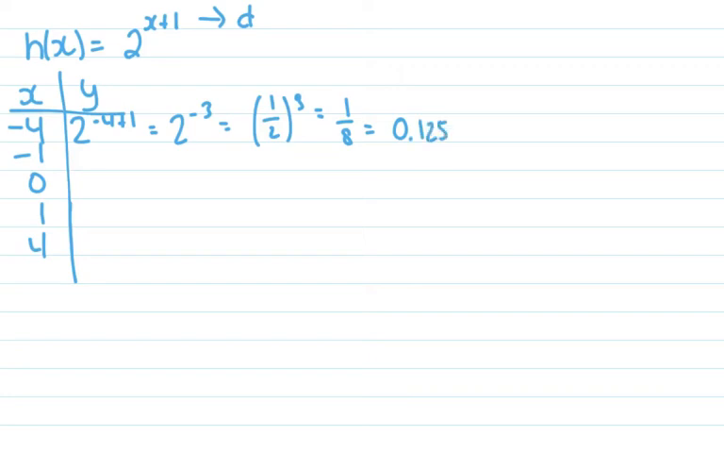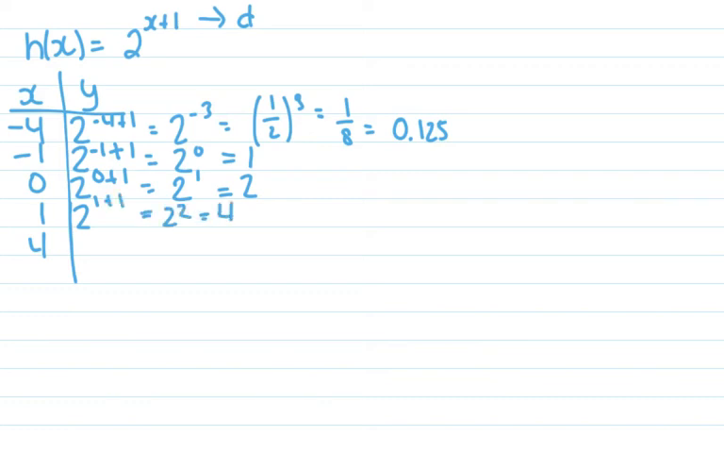When x is -1, I have 2 to the power of -1 plus 1, which is 2 to the power of 0, which is always 1. When x is 0, I have 2 to the power of 0 plus 1, which is 2 to the power of 1, which is 2. When x is 1, I have 2 to the power of 1 plus 1, which is 2 to the power of 2, which is 4. And when x is 4, I have 2 to the power of 4 plus 1, which is 2 to the power of 5, which is 32.